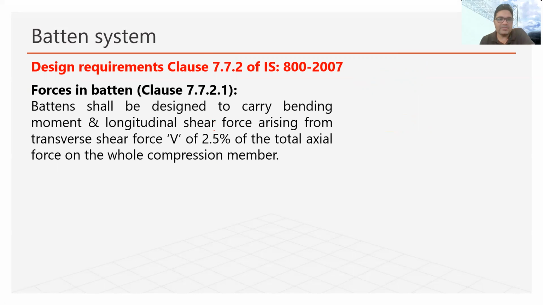It says battens shall be designed to carry bending moment and longitudinal shear force arising from transverse shear force. Now you can see that in the lacing system also, the lacing experiences a force of about 2.5% of the total axial load carried by the built-up column. The same point applies here also: the batten system will experience the same load, 2.5% of the total axial load, and this force is the transverse shear force. So we will see that.